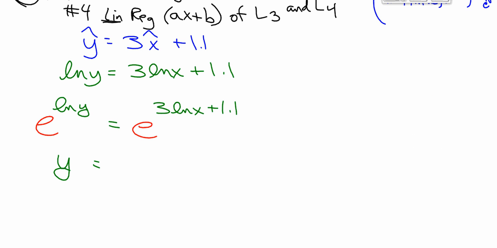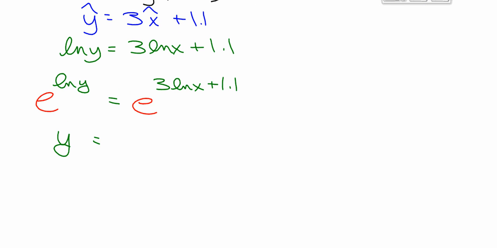Wait, the question is, what is x to the 5th plus x squared? That's all it is. X to the 5th plus x squared. They're not like terms. So know this, and these problems will follow these rules. So we can separate this into e to the 3 ln x times e to the 1.1. That's just a property of exponents, and we've known that for a long time.